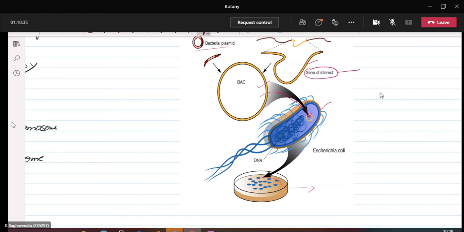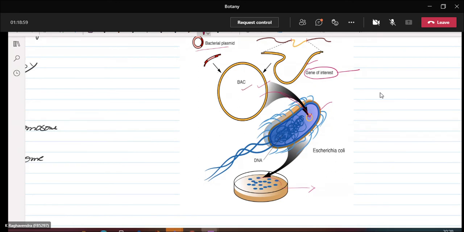So this particular BAC, when you insert it in bacteria, along with the main genome, it will also become replicated and passed to each and every cell. And BAC is very small. The fragment is maybe 100 to 300,000 base pairs only. This is the BAC, the bacterial artificial chromosome.